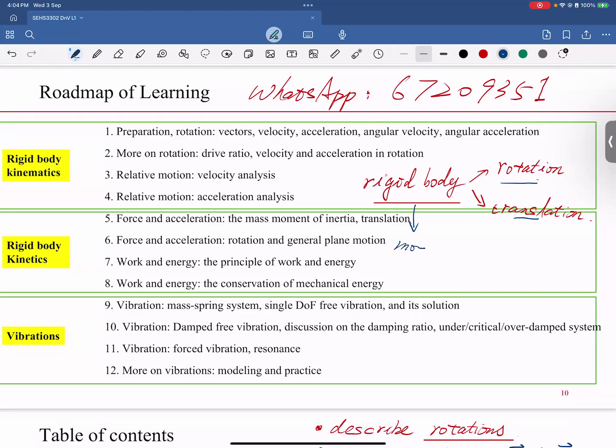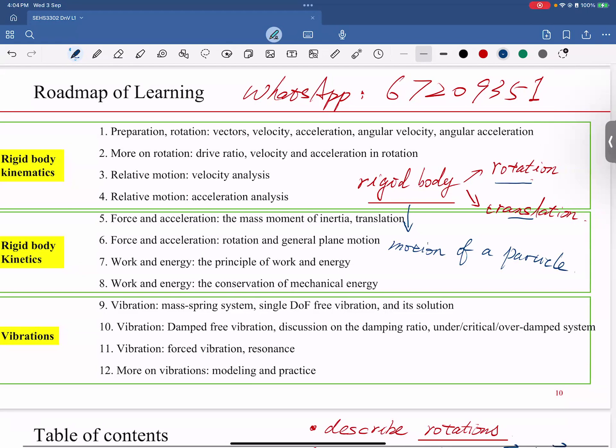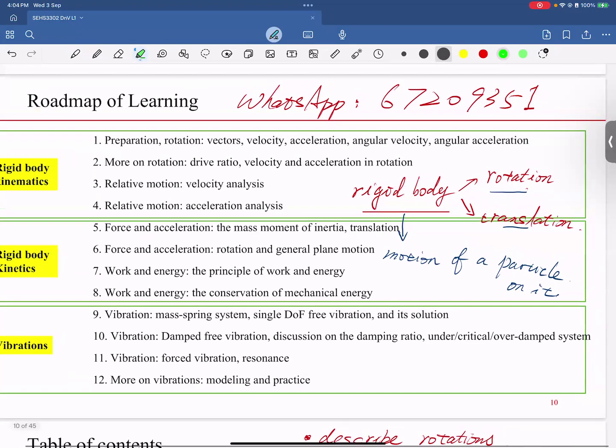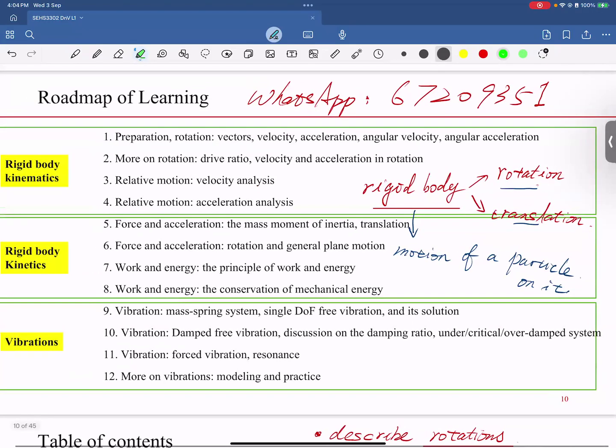So from a rigid body and its rotation and translation, you can calculate the motion of a particle on it. We call it particle velocity or particle acceleration. You can tell apart these two different things: one is about the rigid body, the other is about the particle. You need to link them up.